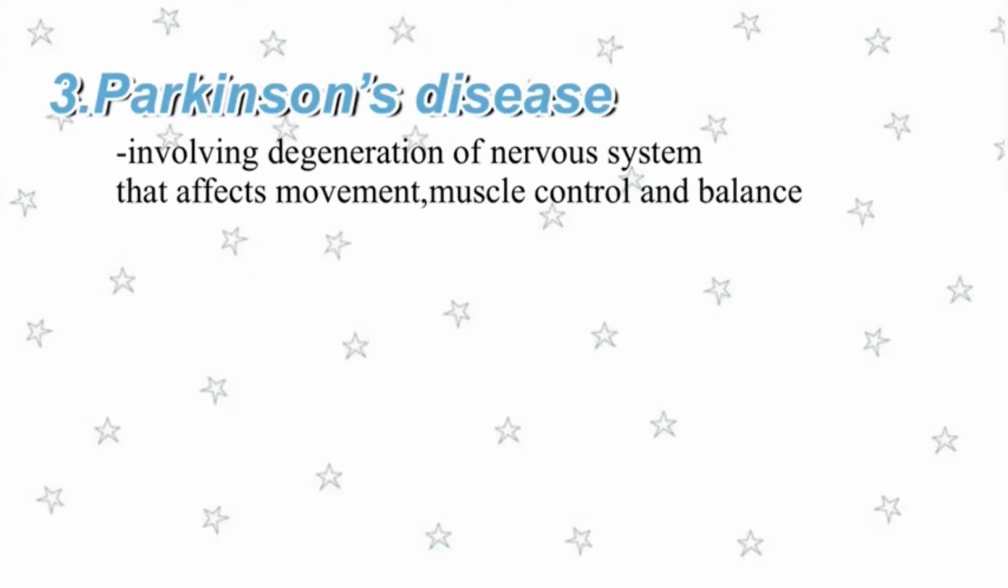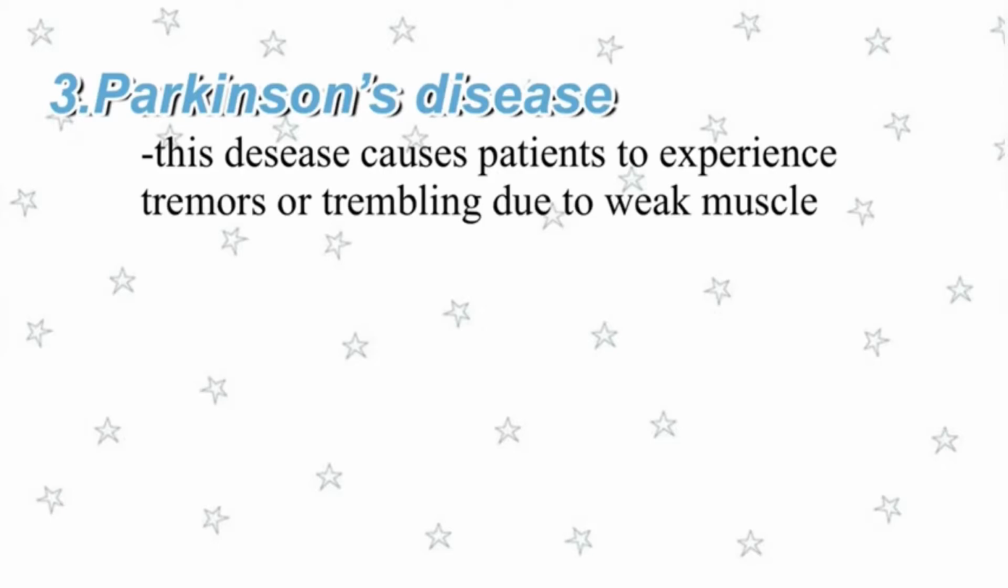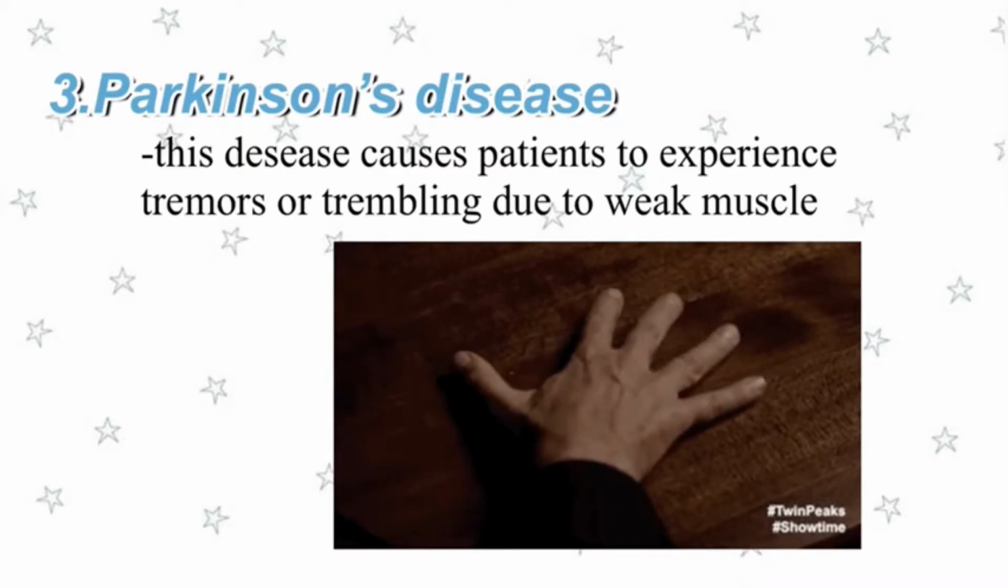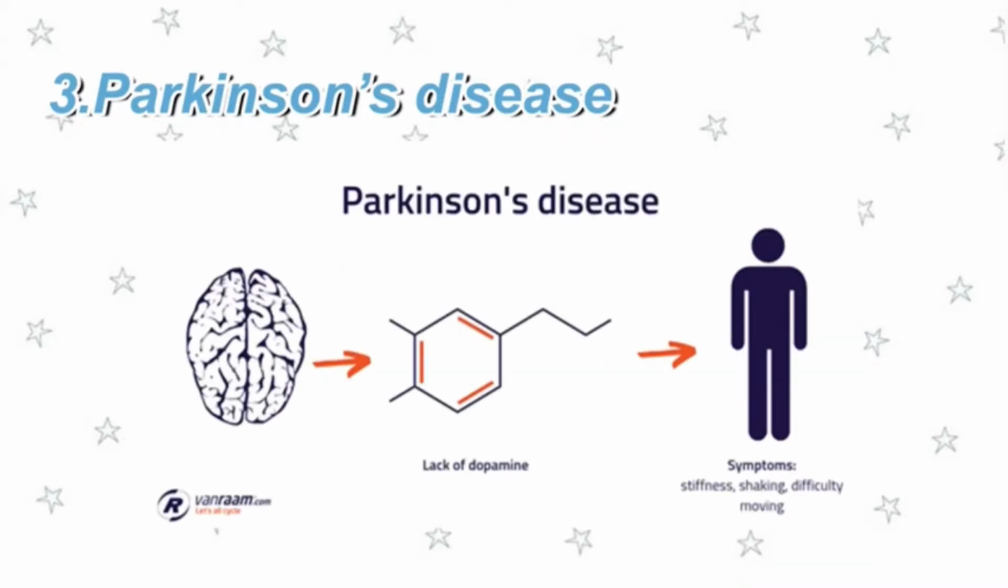Now we're moving on to Parkinson's disease. This disease involves degeneration of the nervous system that affects movement, muscle control, and balance. It causes patients to experience tremors or trembling due to weak muscles. This disease is also caused by a lack of neurotransmitter secretion in the brain, which is dopamine.